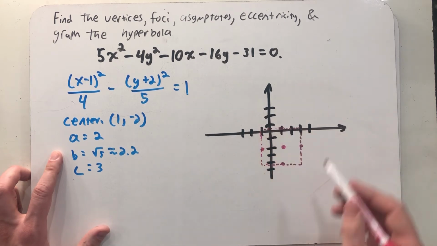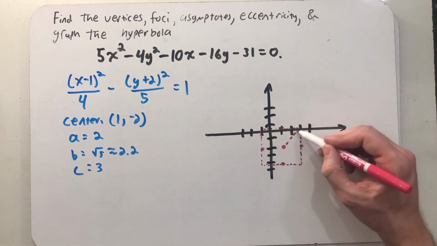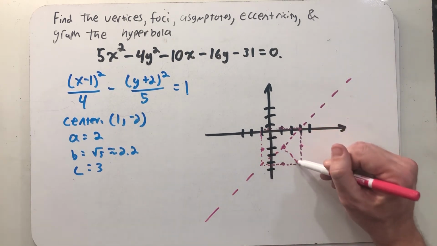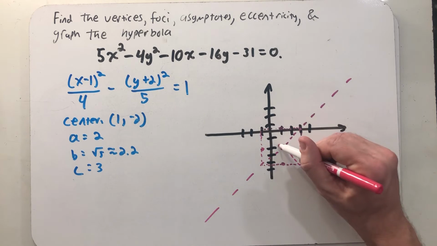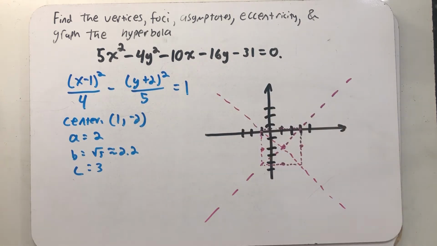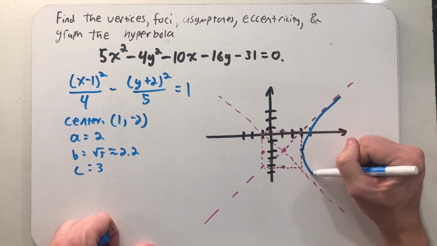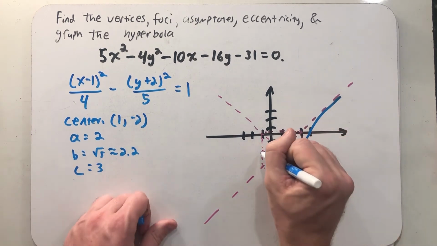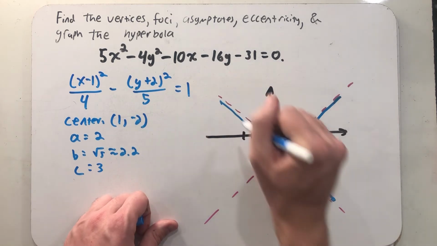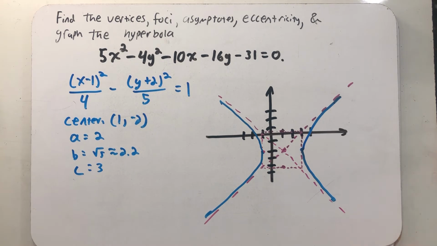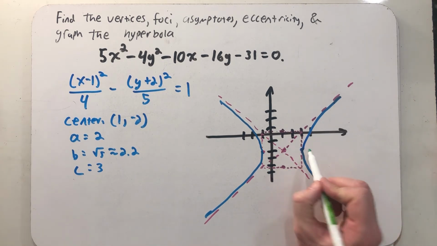All right, there's my central rectangle, and now I can dash in our asymptotes. From there, graphing the hyperbola itself is very easy. This time with a horizontal transverse axis. And my foci are 3 units away from the center.